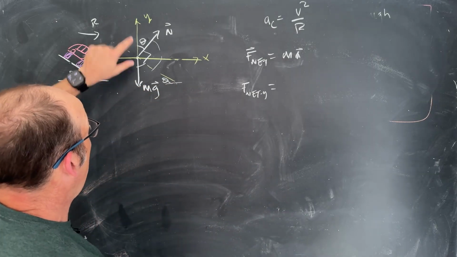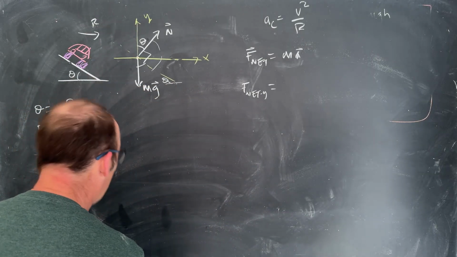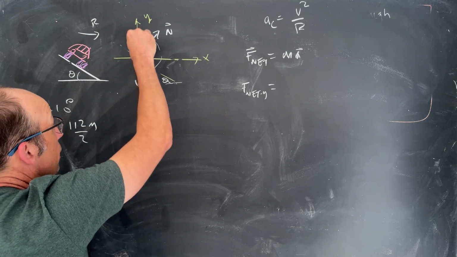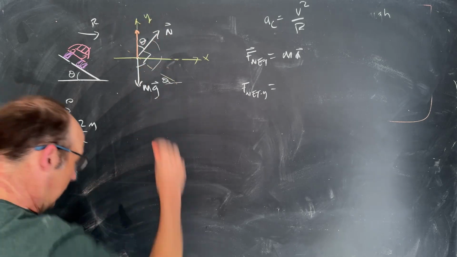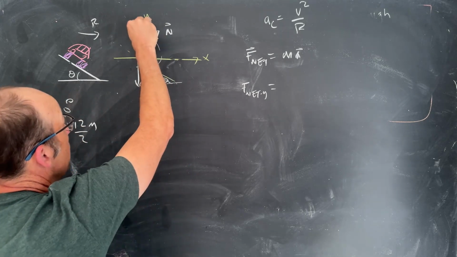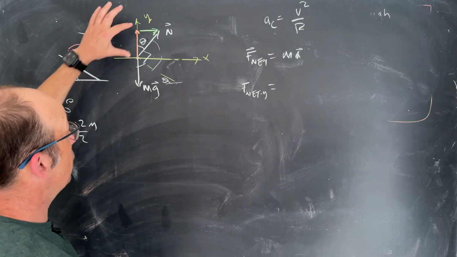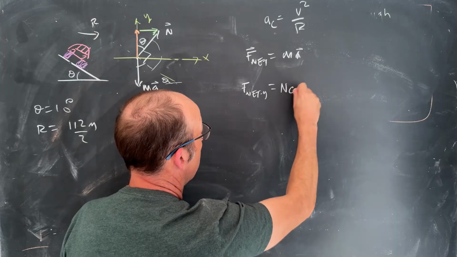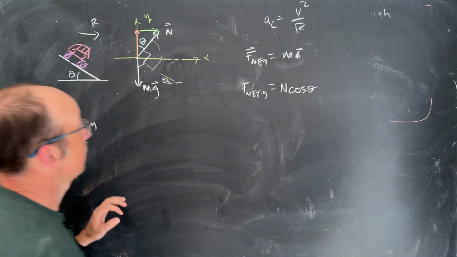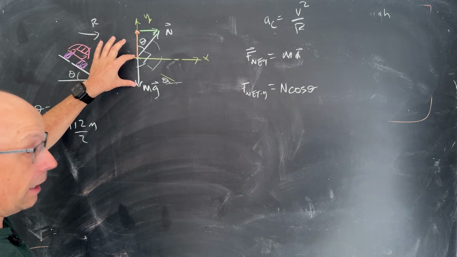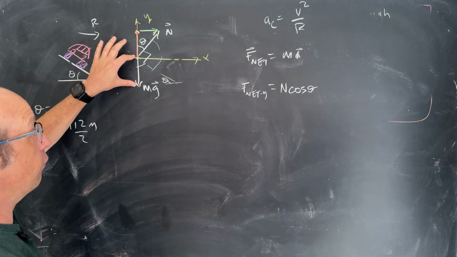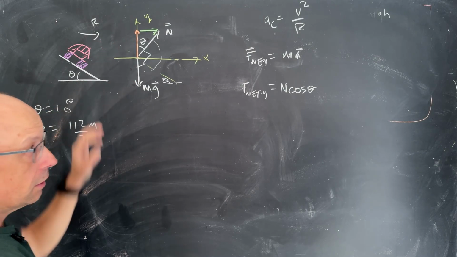So in the y direction, I have this component of the normal force in the y direction. Notice that that is the adjacent side of this right triangle right there, so I'm going to use cosine. So in the y direction, I have N cosine theta. And then the force in the negative y direction is just the gravitational force, negative mg.